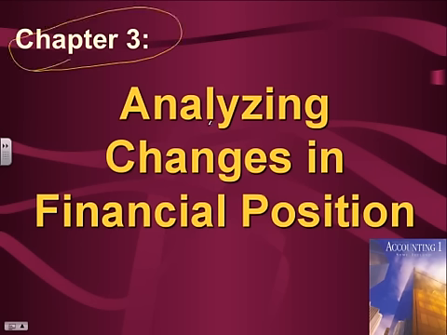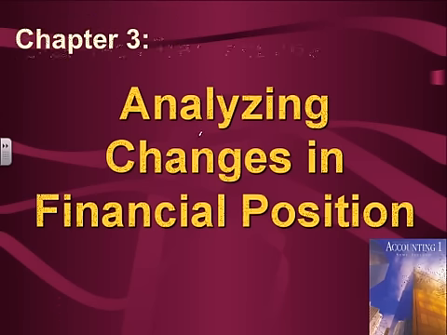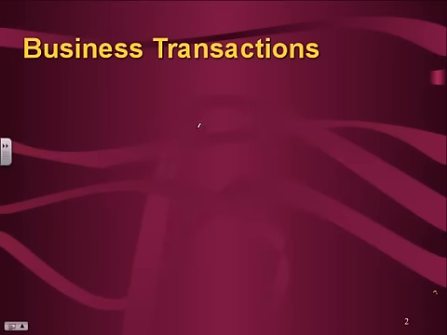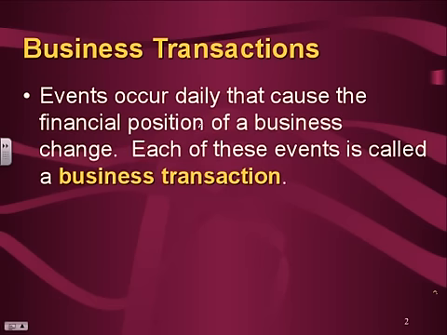We are starting to get into the interesting part of this course and we are going to be analyzing changes in financial position. But before we do that, we're going to have to learn about business transactions. Events occur daily that cause the financial position of a business to change. Each of these events is called a business transaction. So you can think of a couple of them. The business makes a sale, the business purchases supplies, and so on and so forth. Those are called business transactions.